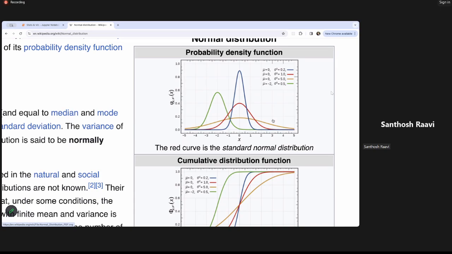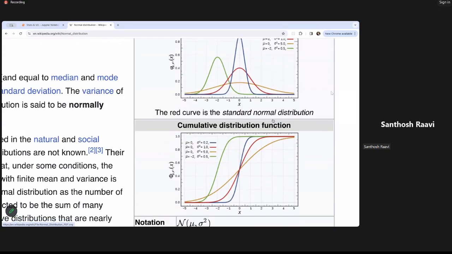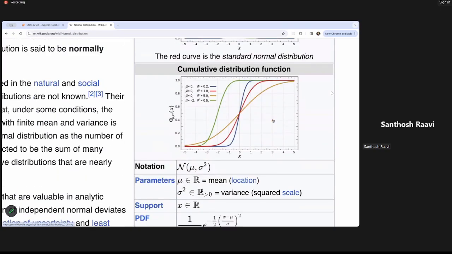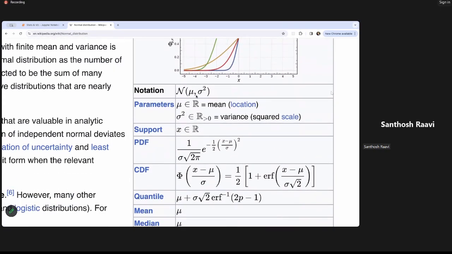If you want to check whether the data is following normal or not, just plot it. You will come to know. That's it. So let's understand what the normal distribution is all about. The notation will be like this. Mu stands for the mean, and sigma square stands for the variance.